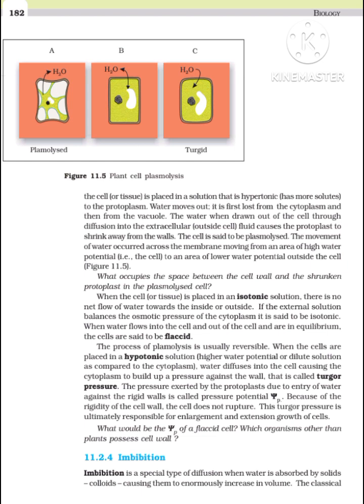When the cells are placed in a hypotonic solution, higher water potential or dilute solution as compared to the cytoplasm, water diffuses into the cell, causing the cytoplasm to build up a pressure against the wall, that is called turgor pressure. The pressure exerted by the protoplasts due to entry of water against the rigid walls is called pressure potential, psi p. Because of the rigidity of the cell wall, the cell does not rupture. This turgor pressure is ultimately responsible for enlargement and extension growth of cells.